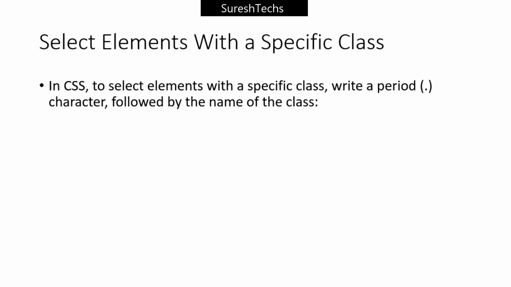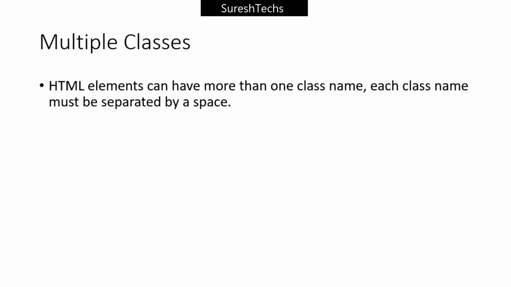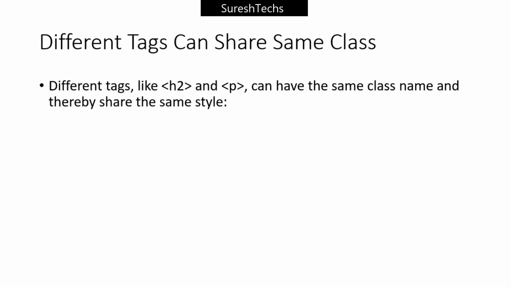In CSS, to select an element with a specific class, you use a period. For our title class we use dot title. Similarly, if you want to provide multiple classes for a single element, you have to separate them with a space. You can also have the same class name for different tags. It can be h2 or p, or it can be image or table, whatever it is.